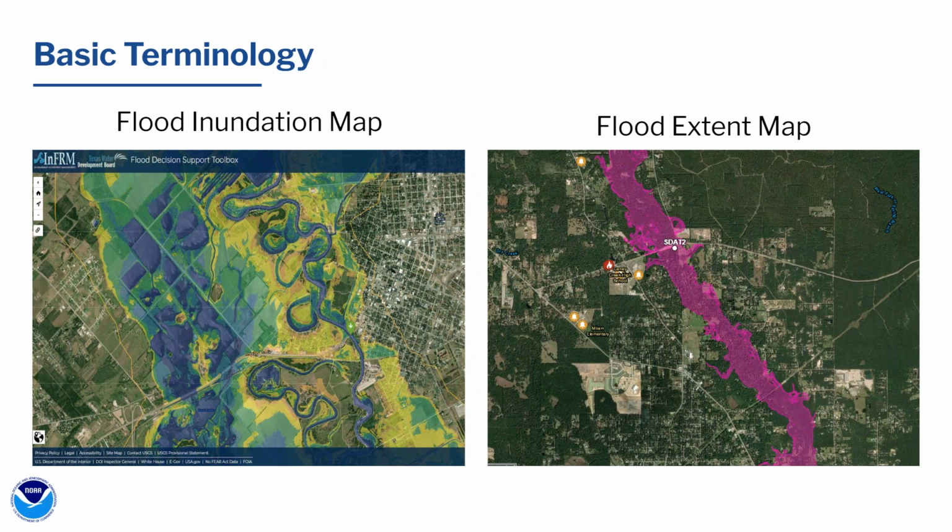The first terms that I want you to understand is the difference between a flood inundation map and a flood extent map. A flood inundation map, on the left-hand side, is a map showing the spatial extent and depth of flooding for a specific water level or water level intervals at an individual stream, river, or bayou. A flood extent map is a map that is only showing the spatial extent of the flooding at that specific water level or interval.